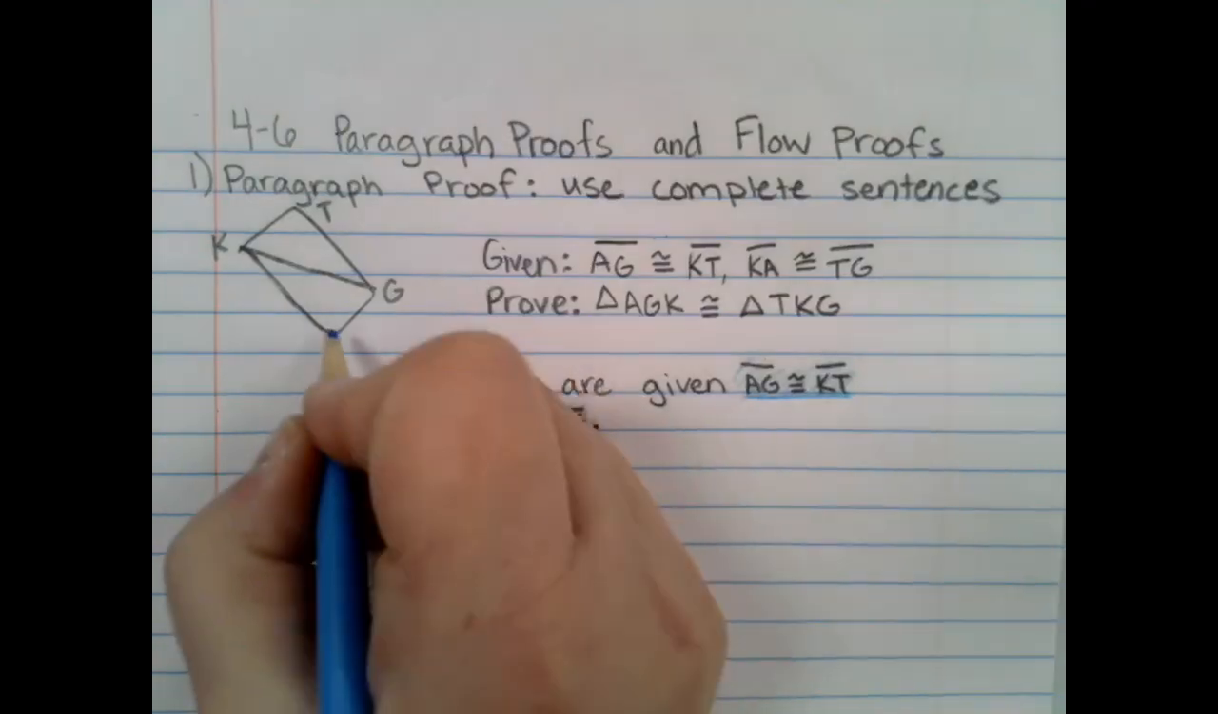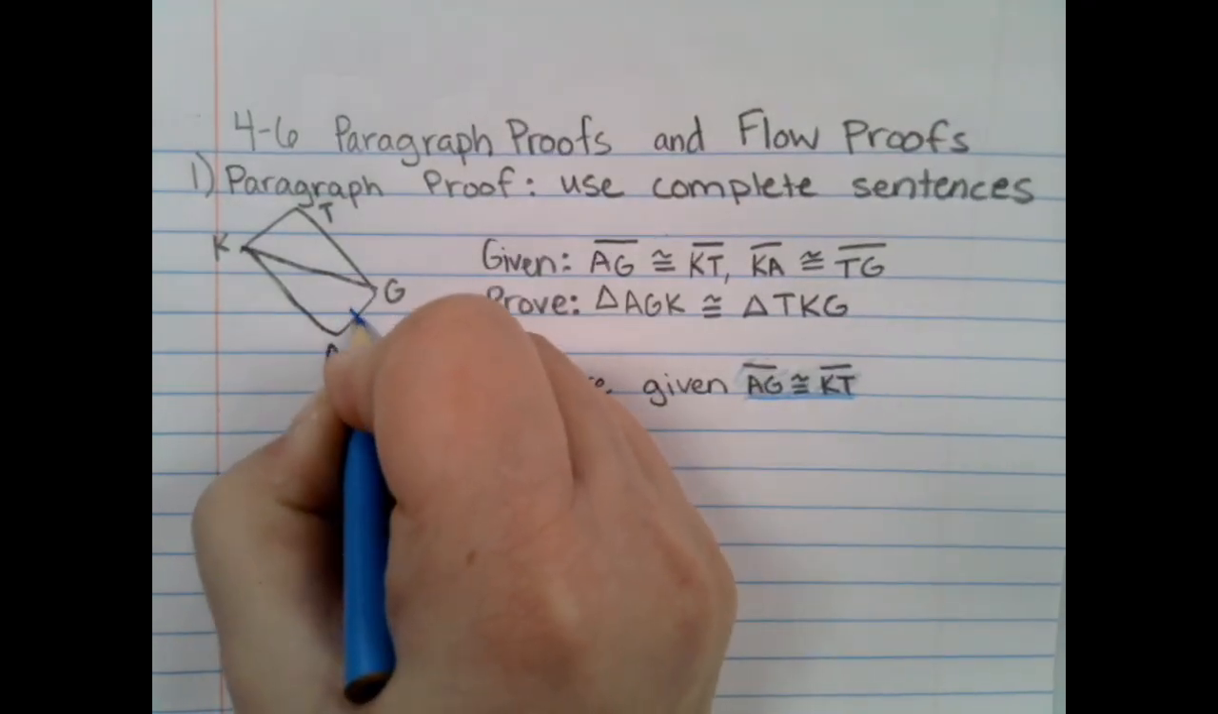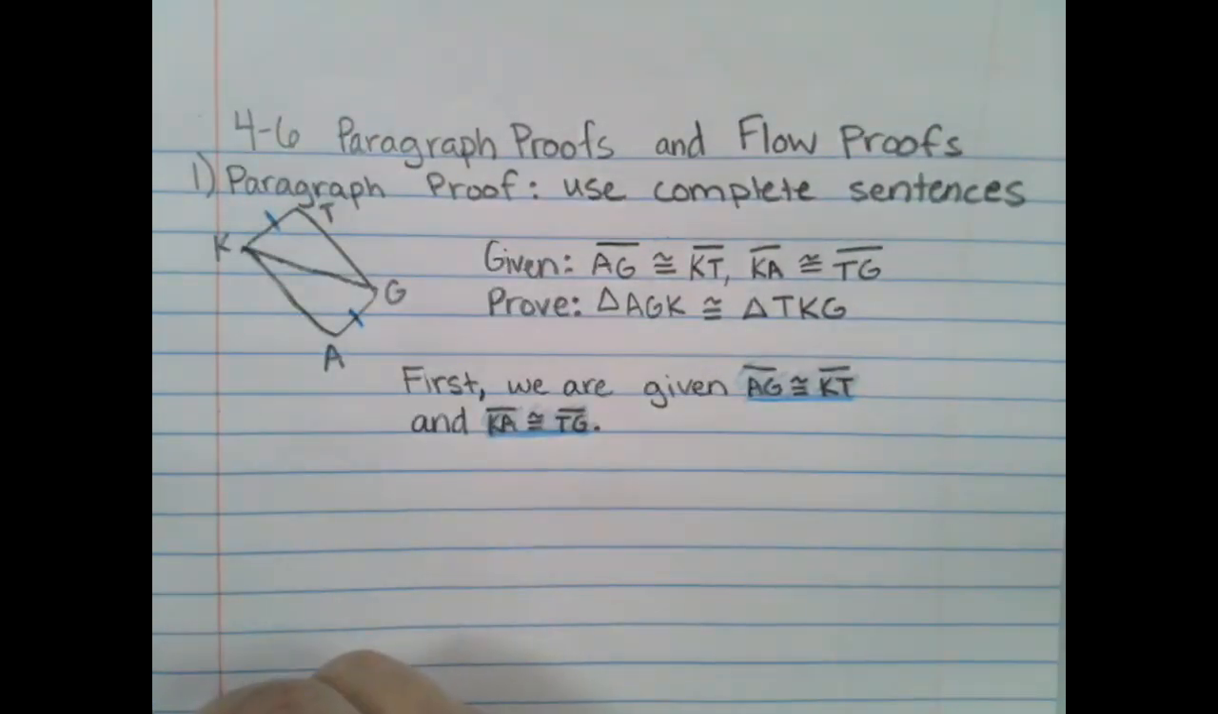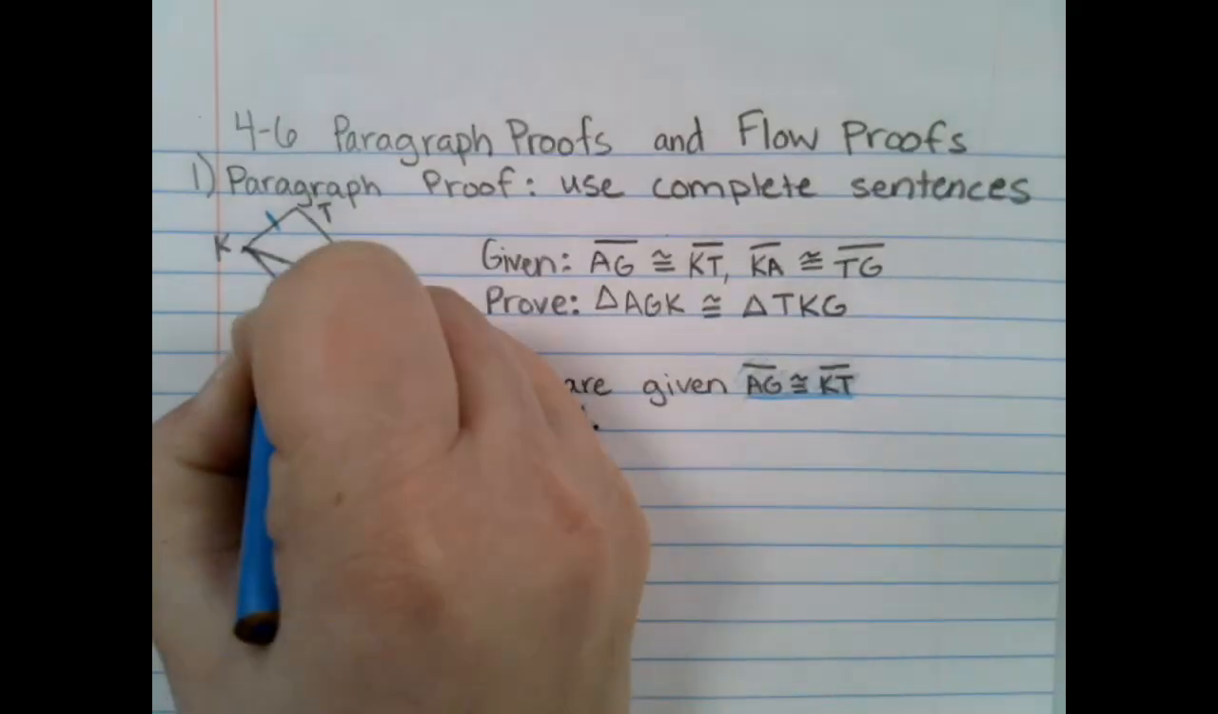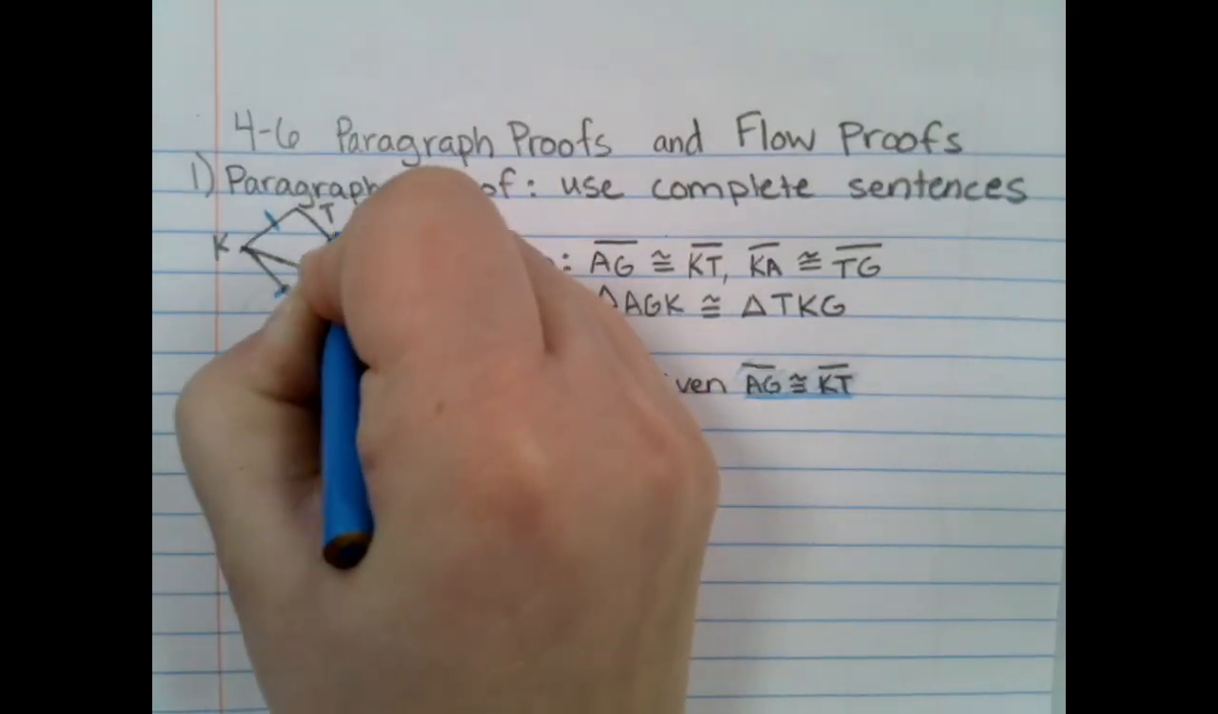So we knew AG was congruent to KT, and KA is congruent to TG.